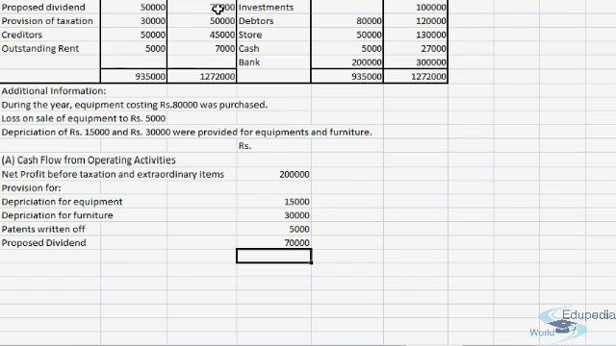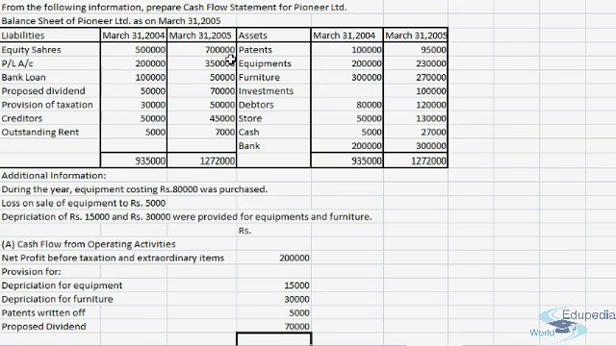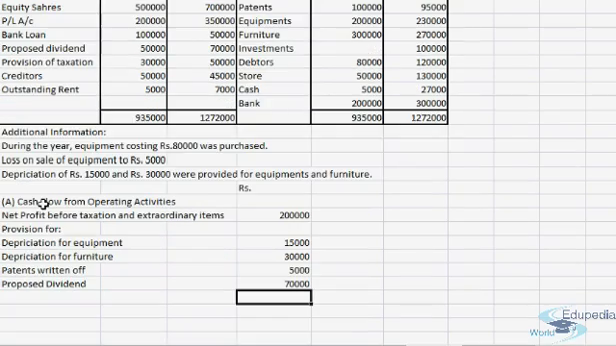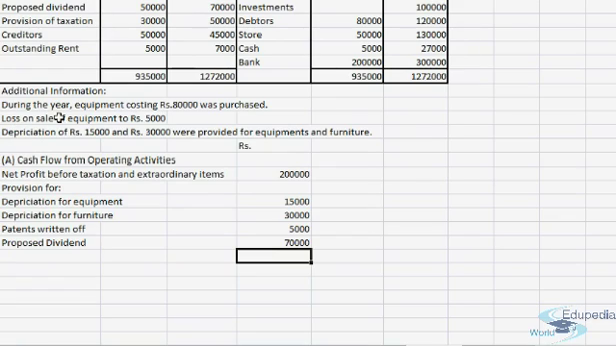So we just write the proposed dividend, that was this amount. Okay, now there is another element which we have here. Let me check. Okay, so we have loss on sale of equipment. So we'll incorporate this.